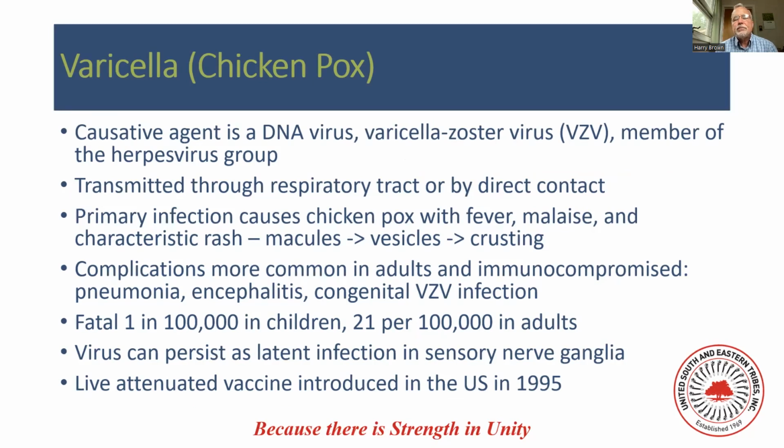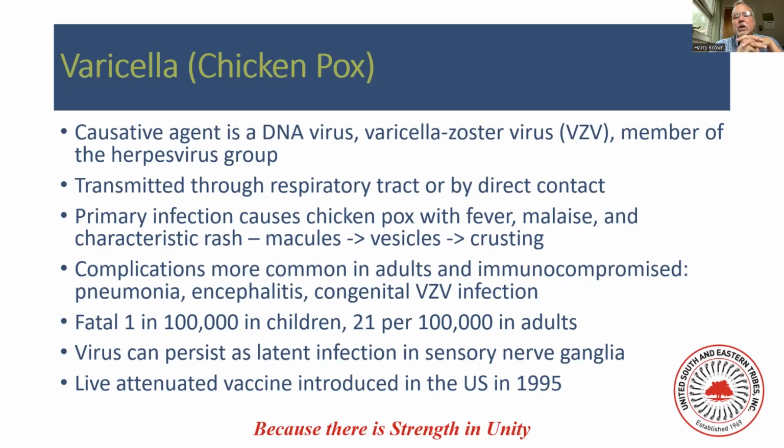You get fever, feel bad, and then there's a very characteristic rash that starts out as a small red dot that then forms a blister or vesicle, and then it crusts over. If you've had a fever blister, chickenpox looks like little tiny fever blisters all over your body. There are some complications from it.